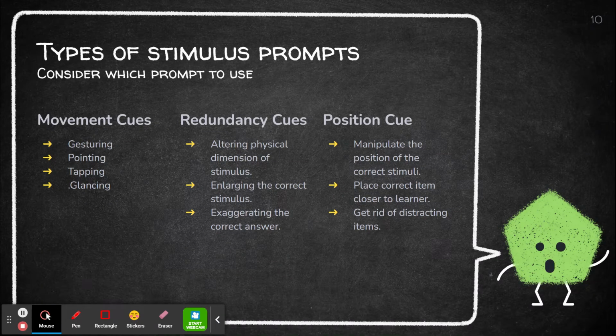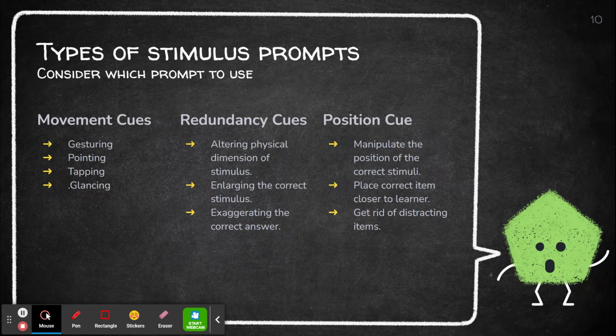Or if we want to do a redundancy cue, we might alter a physical dimension of the stimulus. So if you have a hot and cold tap, you might put a big red H on the hot and a big blue C on the cold. And that's altering a physical dimension of it. And it's going to help the learner possibly come into contact with that correct answer, right? If you say touch the hot, then seeing that big red H might help cue them to touch the hot tap. We could also enlarge the correct stimulus or exaggerate the correct answer.